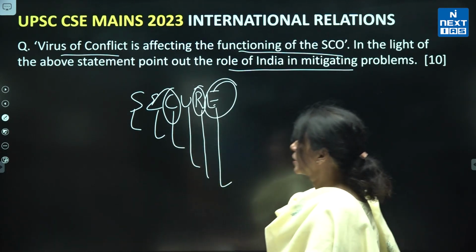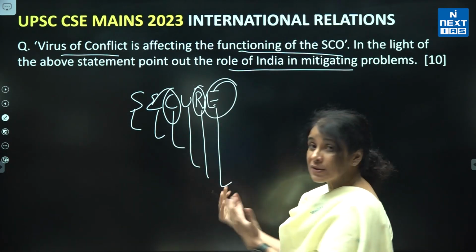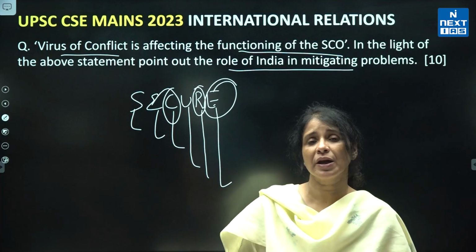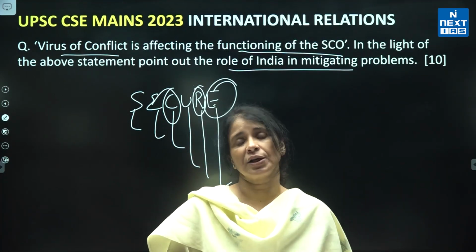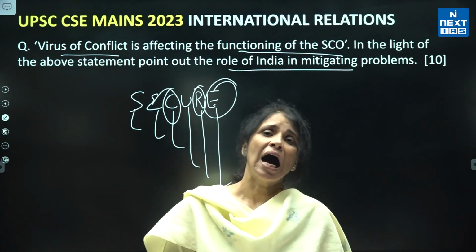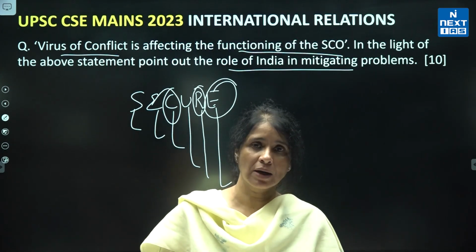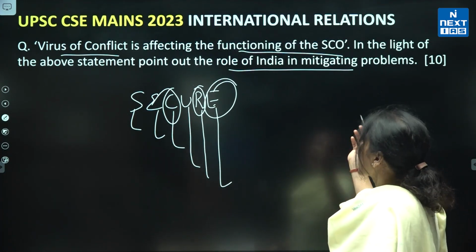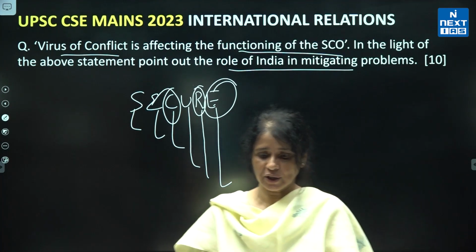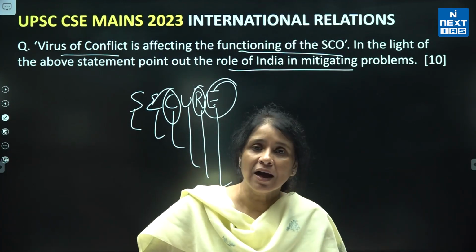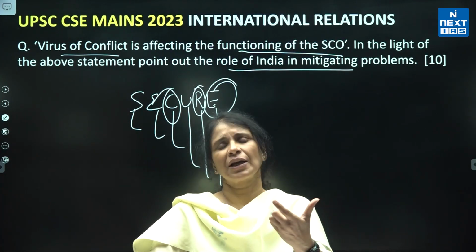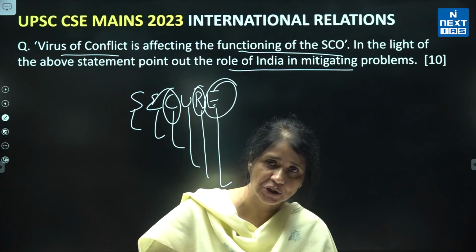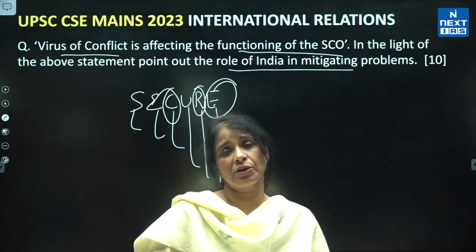So this is what has to be written. So, the virus of conflict is affecting the functioning of the SCO. How to structure this? You may begin by talking, in 2-3 lines, about the major issues within the group amongst the member countries. Then you can talk about how India can be helpful in resolving them, and in the end, in the concluding remarks, if you want, you may also add 2-3 lines like India is facing a major challenge in the group because all of them are connected to China through BRI.